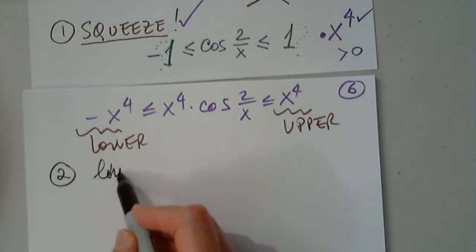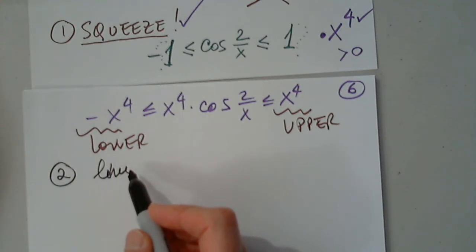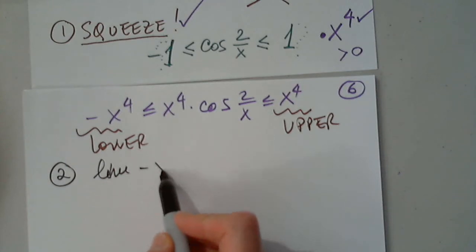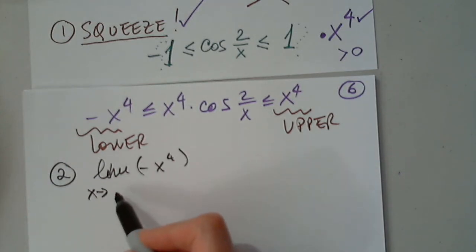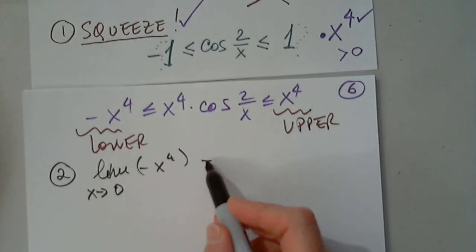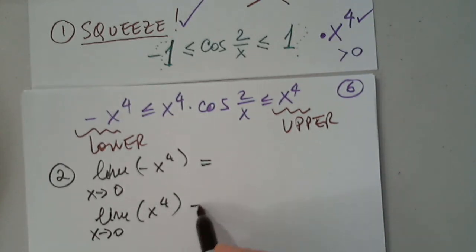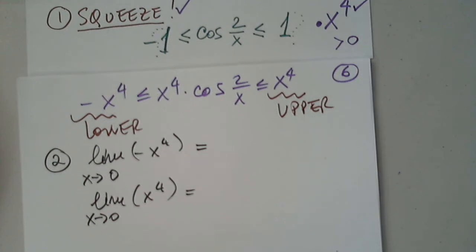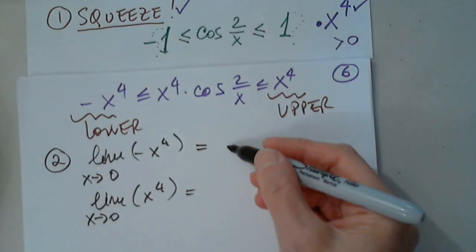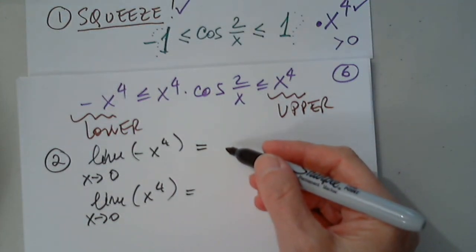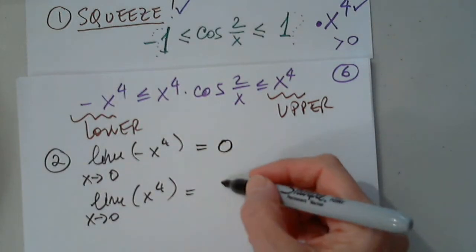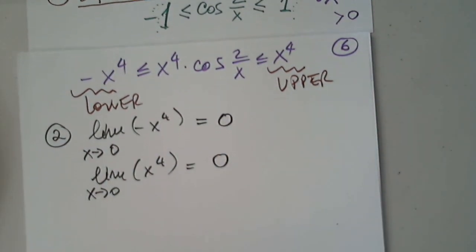The limit has to be the same. Limit of the lower and upper. Very good. When x approaches 0. Excellent. Right. So this is the limit of negative x to the fourth when x approaches 0, and this is the limit of x to the fourth when x approaches 0. Awesome. Zero. Excellent.